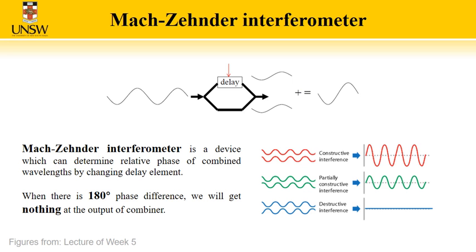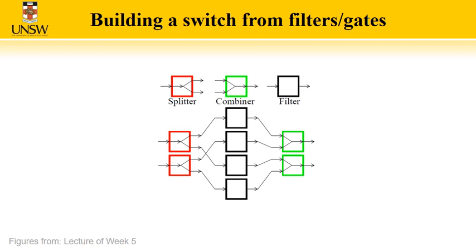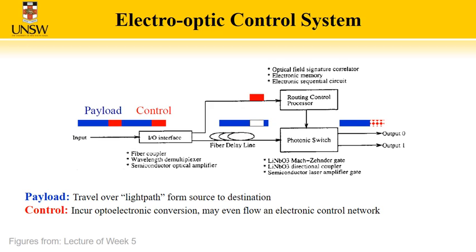Another important component in an optical network is the interferometer. It is a device which can determine the relative phase of combined wavelengths by changing a delay element. When there is a 180-degree phase difference, we will get nothing at the output of the combiner. By using splitters, filters, and combiners, we can build a simple switch like this.